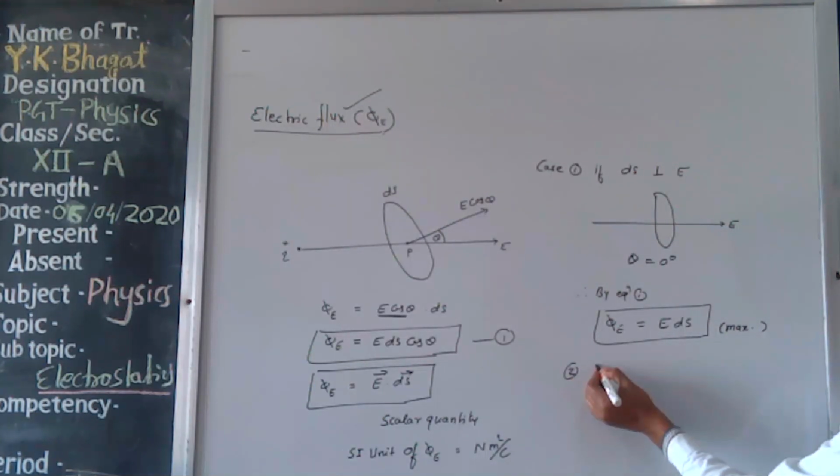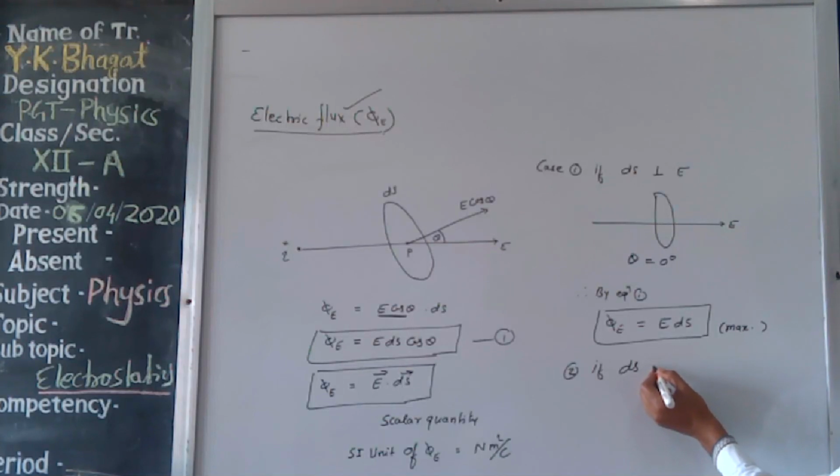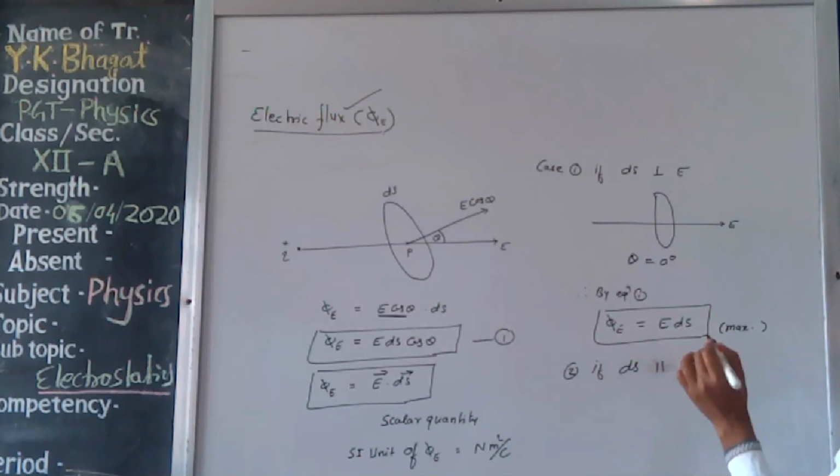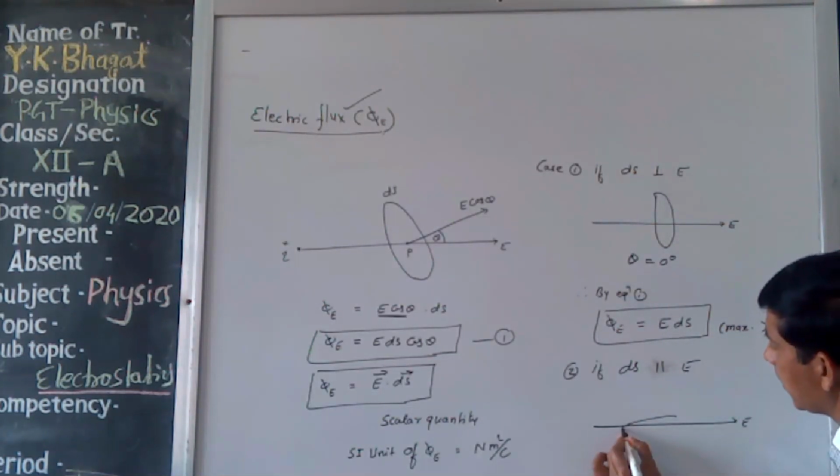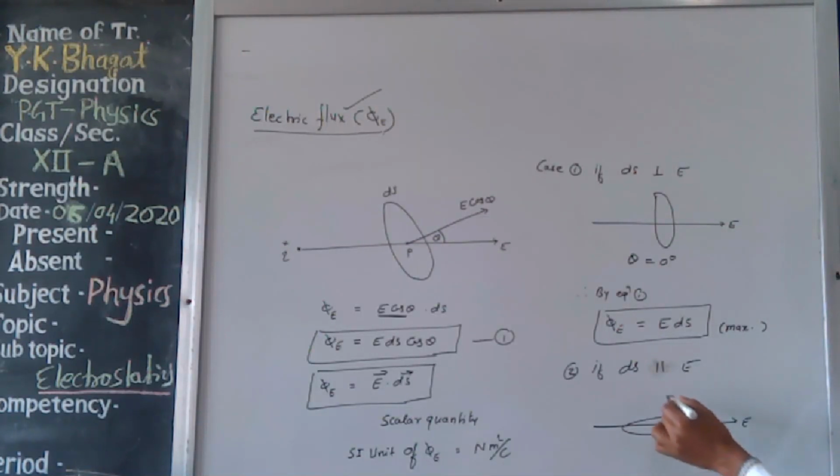Case 2: if ds is parallel to intensity, this area is parallel to intensity. When the area is parallel, its normal component will be perpendicular, meaning theta will be 90. In this case, by equation 1, phi will be 0.